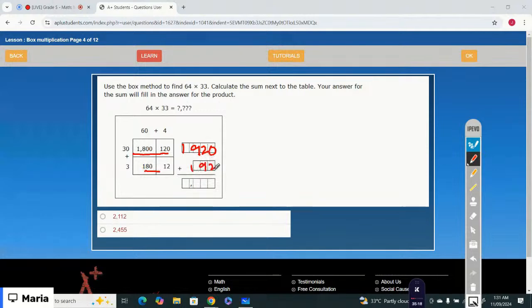Then add them like this. 2 plus 0 is 2, 9 plus 2 is 11, 1 carry, 9 and 1 is 10 and 1 is 11, 1 carry, 1 plus 1 is 2. That is 200,112. Option number 1 is the correct option. Got it.